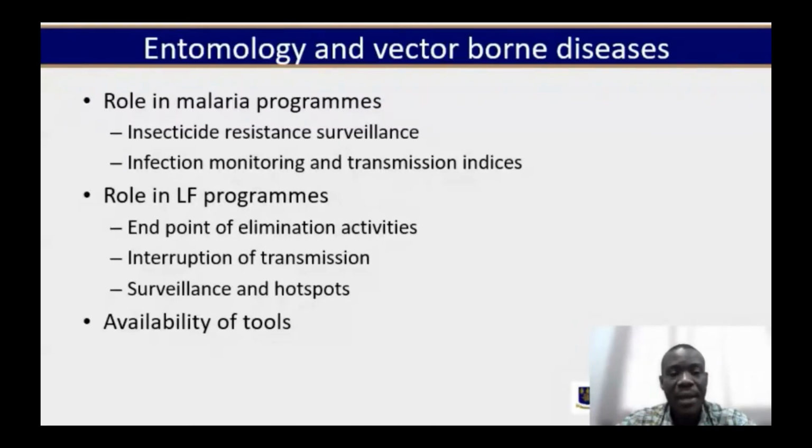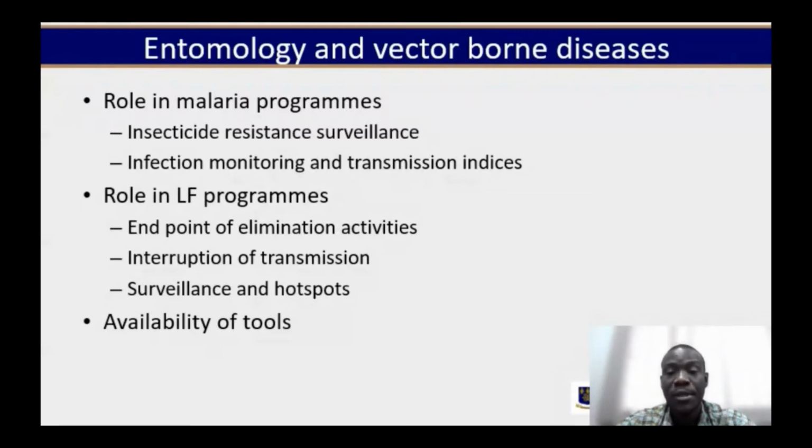Both malaria and LF are vector-borne diseases targeted for elimination, but with different characteristics and time points. However, they both have similarities in that in many settings, they are both transmitted by Anopheles mosquitoes. The role of entomology in elimination is therefore very important for vector-borne disease surveillance.